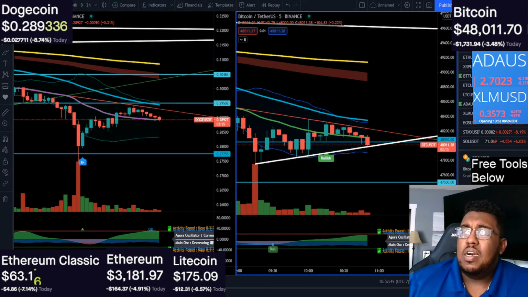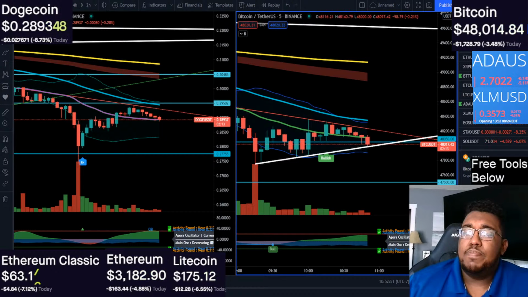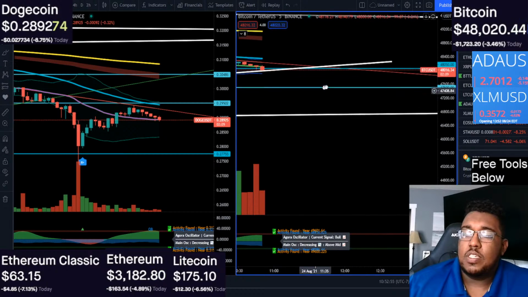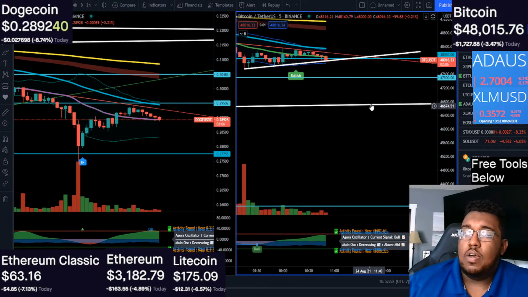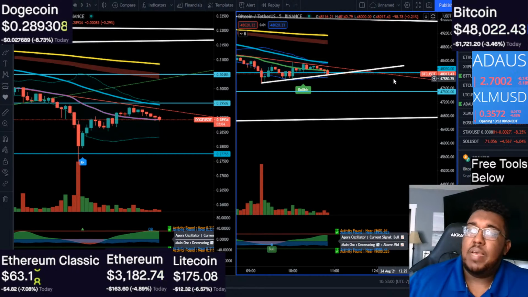Hey, Crypto Pro. Right now, as long as Bitcoin is able to bounce above the white line, and I don't mean this white line, I mean this white line right here. As long as we're able to bounce above that, Dogecoin can get back above 30 cents, maybe 32 cents, somewhere around there by the end of the week.